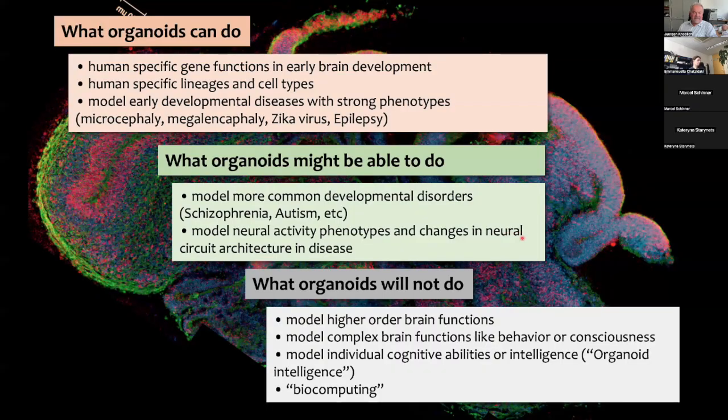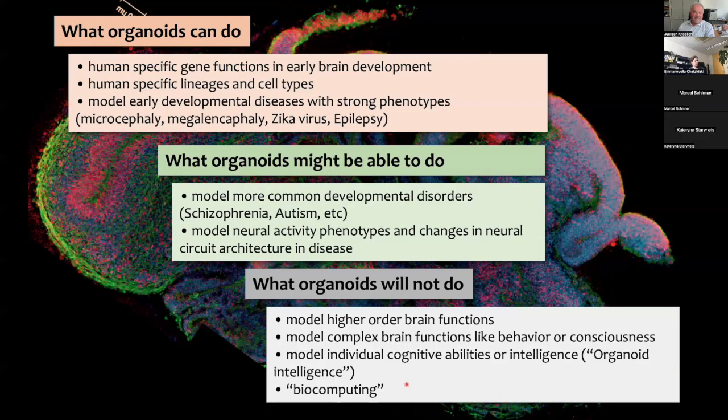But what organoids will never be able to do is to model higher order brain functions, to model things like behavior or consciousness, to model interhuman cognitive abilities. I believe that organoids from any healthy patient will look more or less the same, and differences in intelligence or personality will never be able to be recapitulated in an organoid.